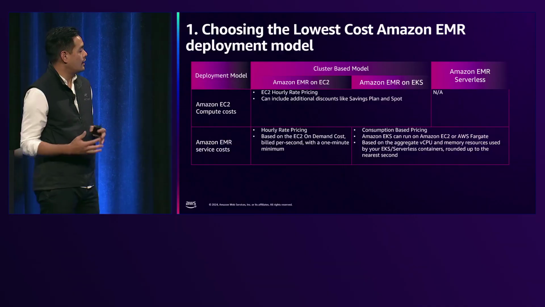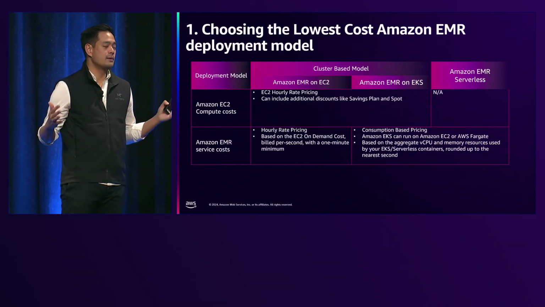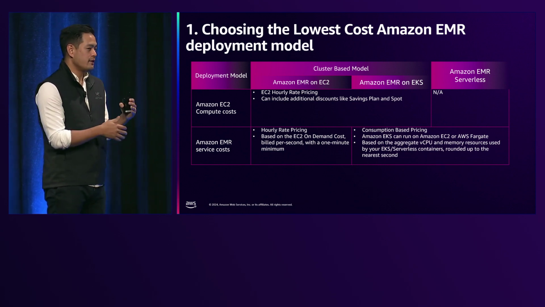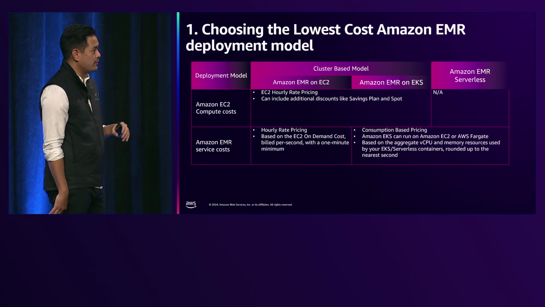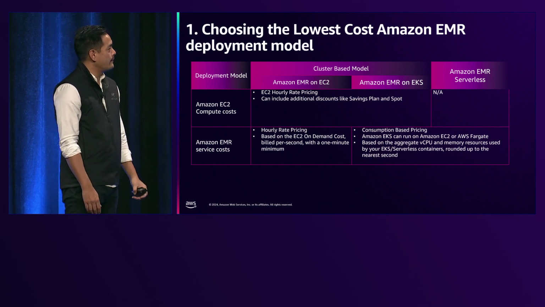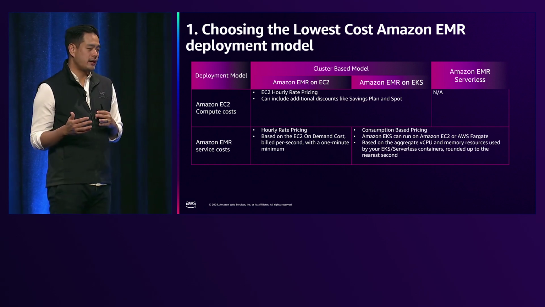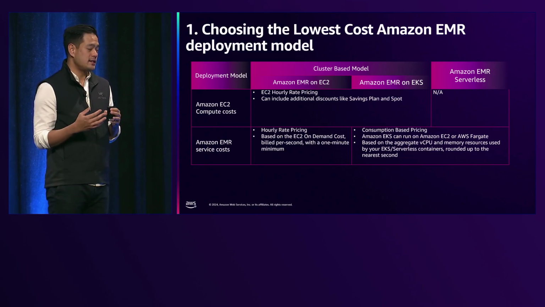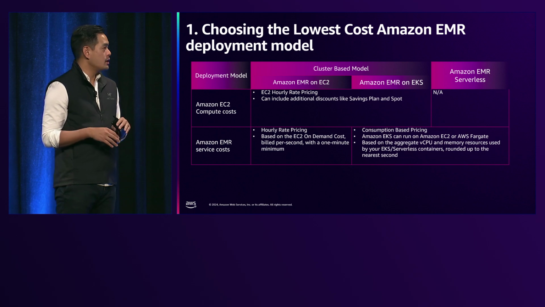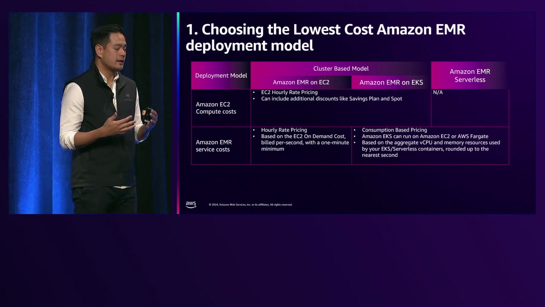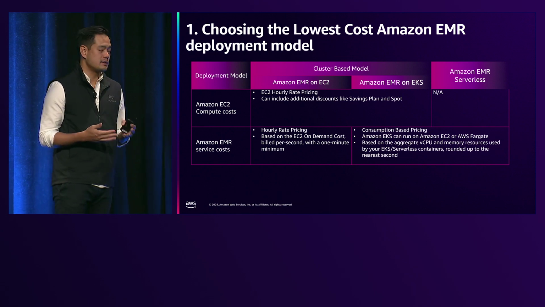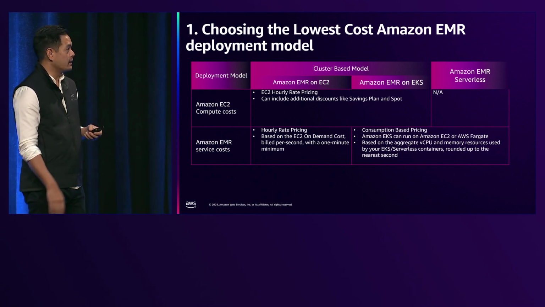To understand this, let's first look at our pricing structure. Across all our EMR deployment models, we have the EC2 costs and the service costs. There are other costs like storage costs and network costs, but for the purpose of this, we'll just focus on these two. EMR on EC2 and EMR on EKS are our cluster-based deployment models, and they have an EC2 cost because these EC2 instances run in your own account. So they follow the standard hourly pricing model, depending on the size of your instance. If you have something like Spot or Savings Plans, these get applied here.